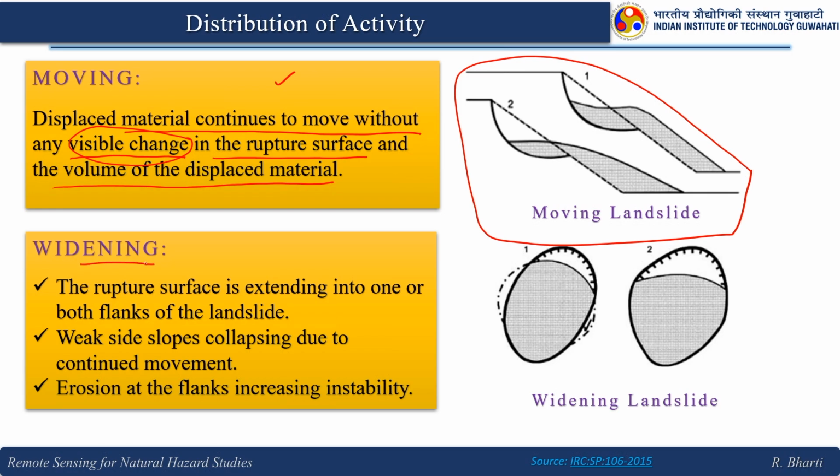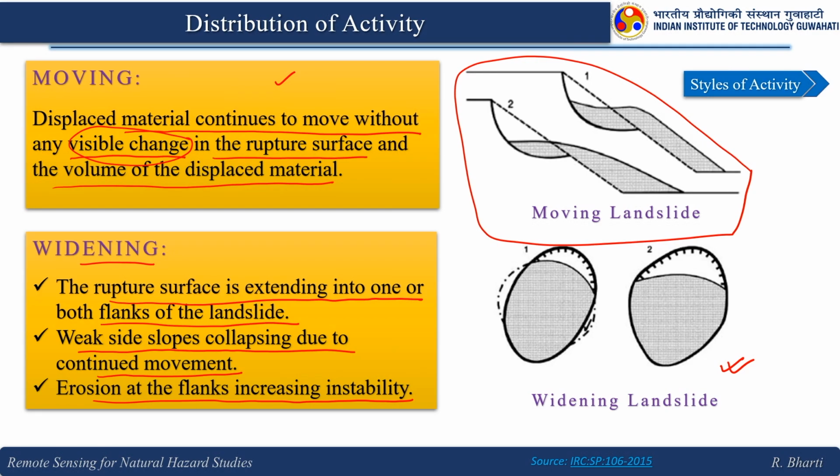Then you have widening. The rupture surface is extending into one or both flanks of the landslide. Weak side slope collapsing due to continued movement. Erosion at the flank increases instability. So, here you can refer to this widening landslide. So, these were the different types of distribution of activity.